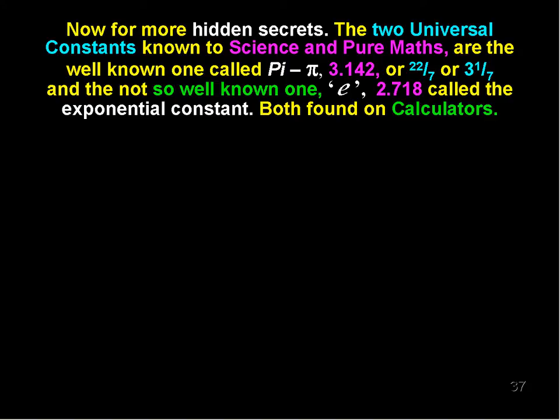Now, for more hidden secrets. The two universal constants, known to science and pure maths, are the well-known one called pi, 3.142, or 22 over 7, or 3 and a seventh, and the not-so-well-known one, 2.718, called the exponential constant. Both found on calculators.